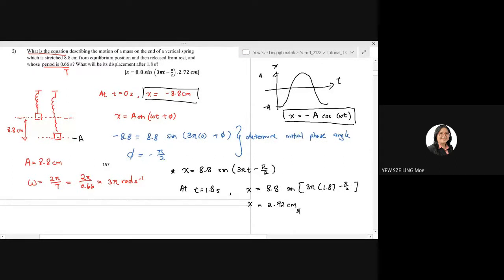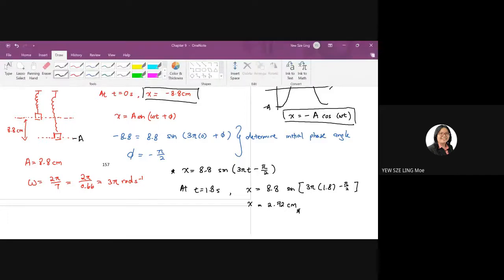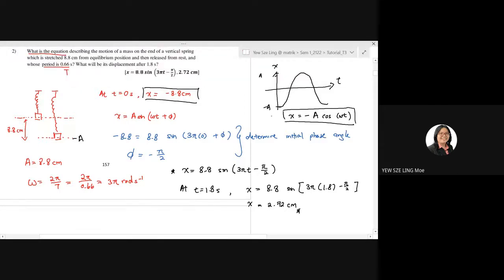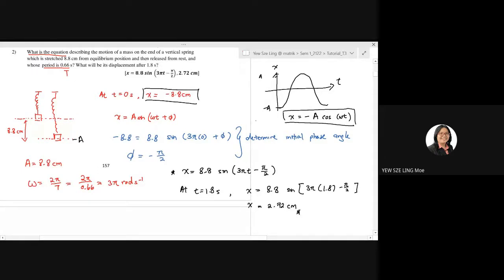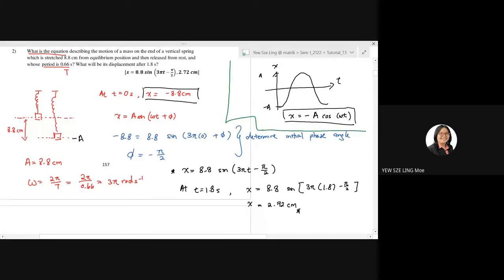But the one that I showed you in the blue color, where you determine the initial phase angle first, is a more proper method, a more proper way of solving the questions. Sometimes students sketch the graph first based on the information given. That's fine. If you sketch the graph, you get an inverted cos graph, so you straight away know the equation is x equals negative A cos omega t. From there you can go on directly, no problem. But sometimes the initial phase angle is not located at the amplitude, then you need to use the one in blue color to solve it.